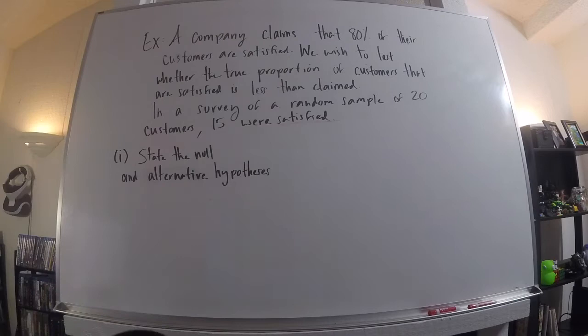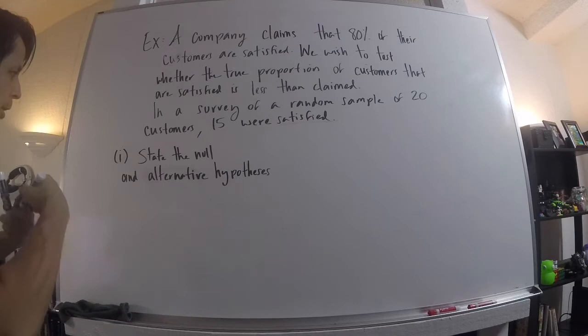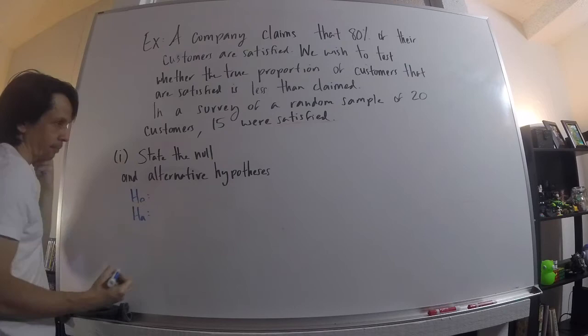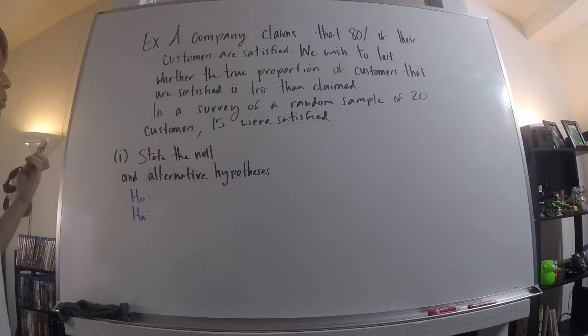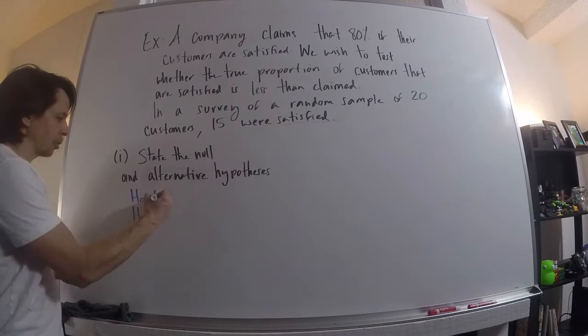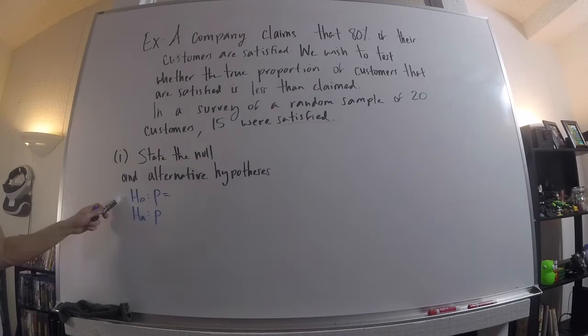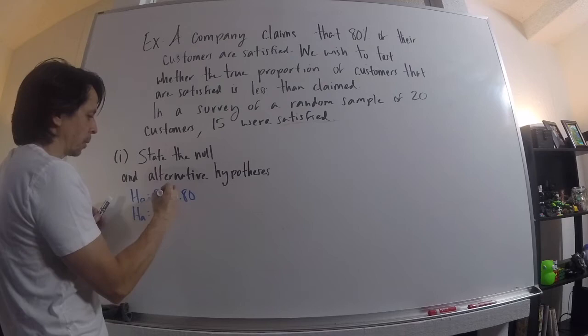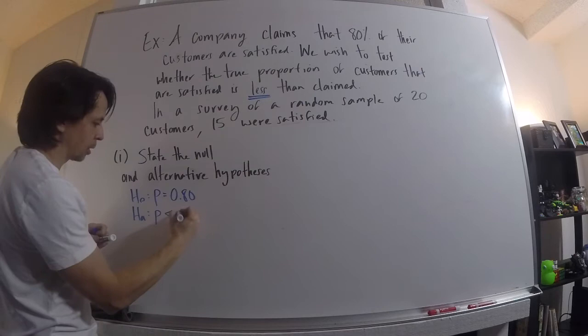Okay. We did this earlier, but again, let's go through it. Null is denoted by H0, alternative by HA. And we have to decide, are we doing proportions or means? Are we doing percentages of things or averages of things? Percentages of satisfied customers, P. Null is equal to the default or claimed value, 80%. The alternative is based on what we are testing. We wish to test whether the percentage is less than their claim. So we're looking for evidence that P is less than the claimed 0.80. And that's step one.